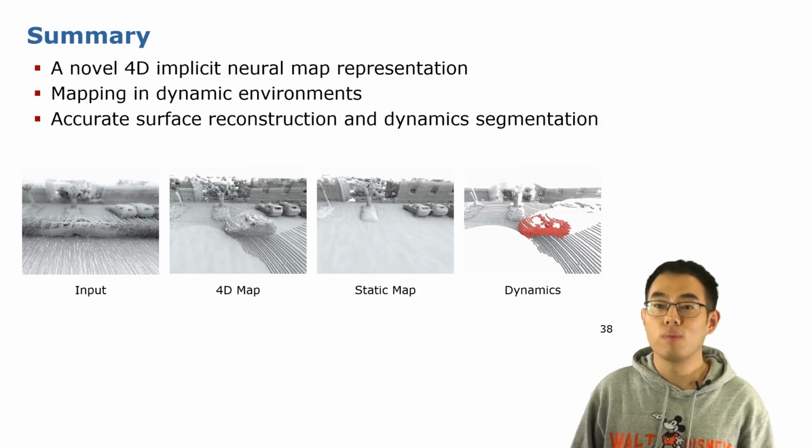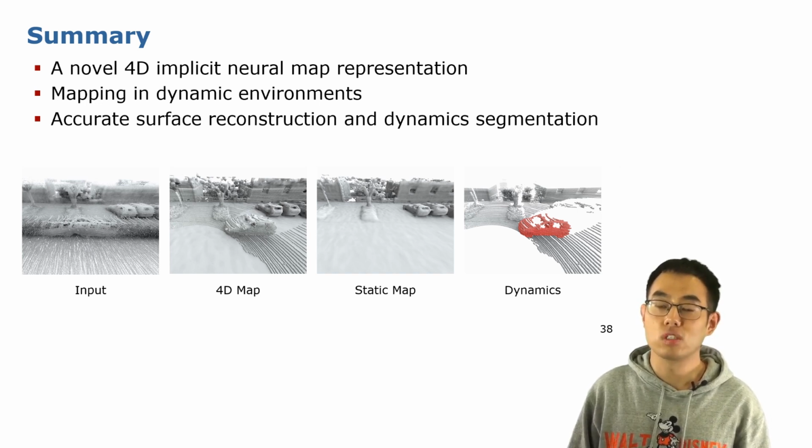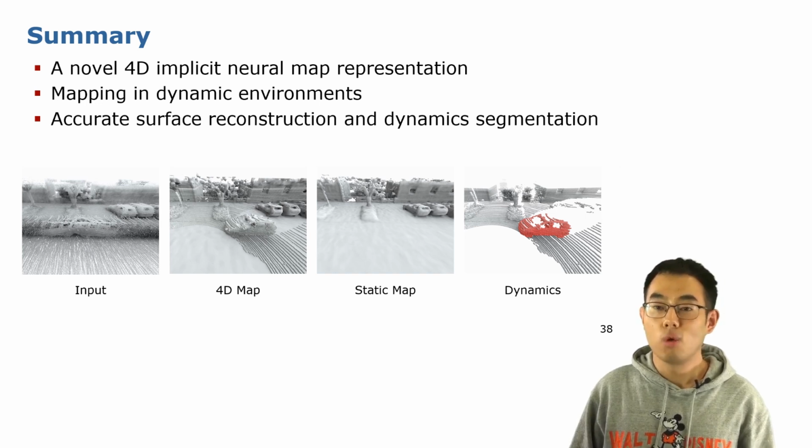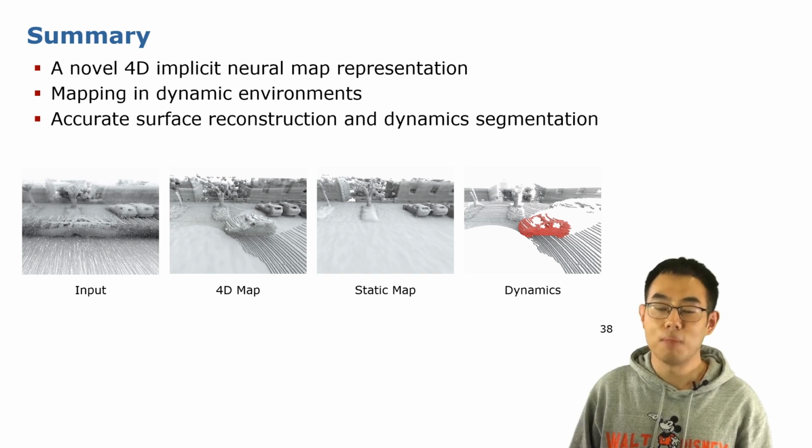In summary, we propose a novel 4D map representation, which can be used to build clean maps in dynamic environments. Based on it, we can achieve static surface reconstruction and accurate dynamic object segmentation.